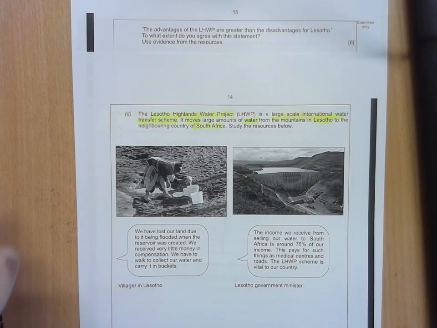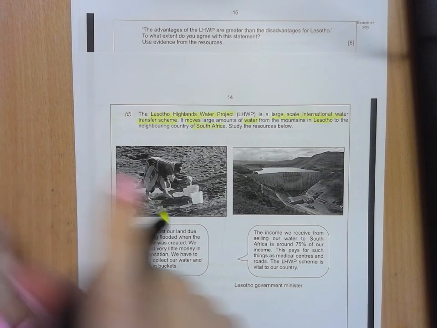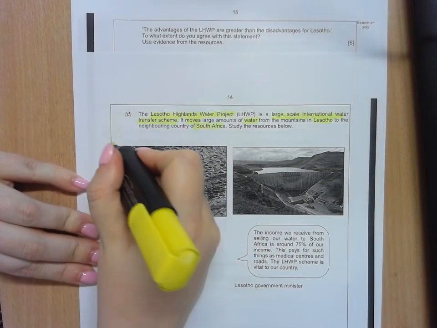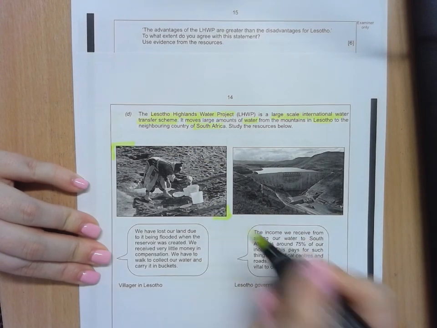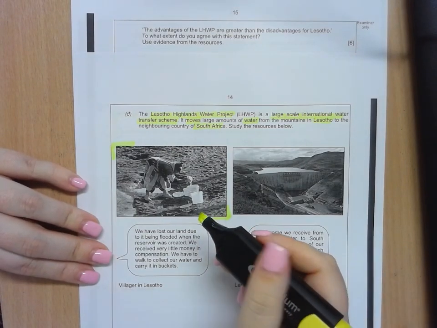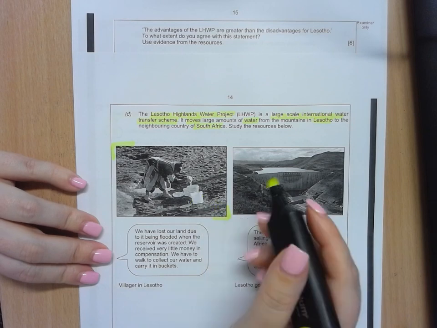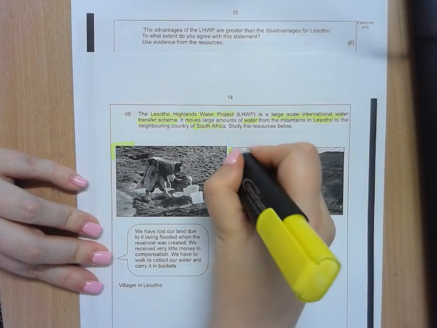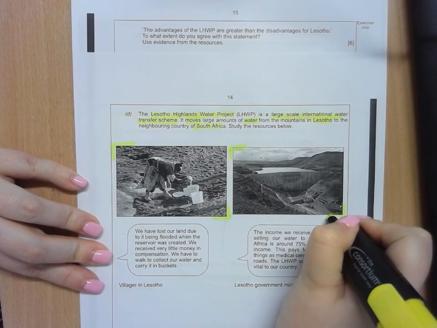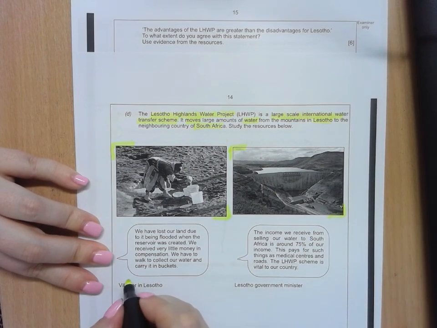to South Africa. Okay, so we've got a lady here, again it would be easier to see in colour, who looks like she's getting dirty water from a puddle perhaps, or maybe they've dug that, and we have the dam here of water. Right, we're hearing from a villager in Lesotho.